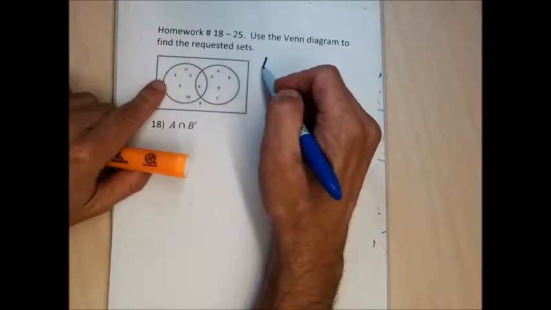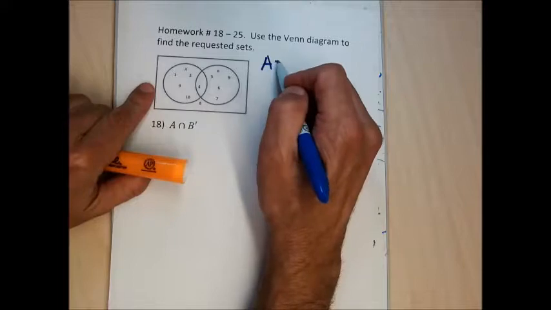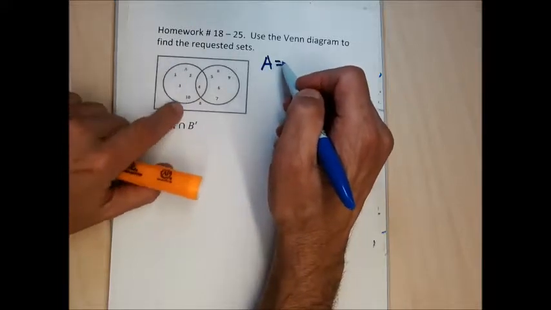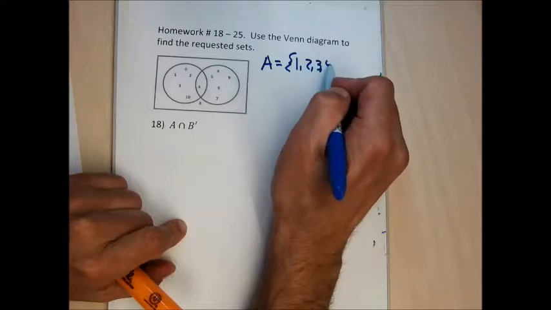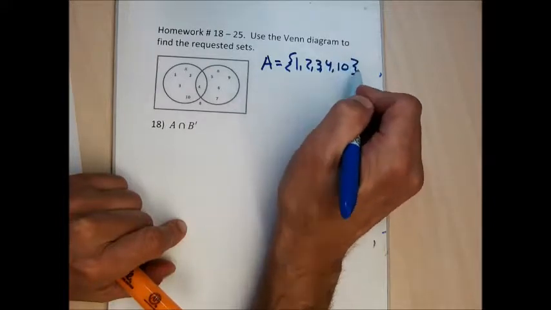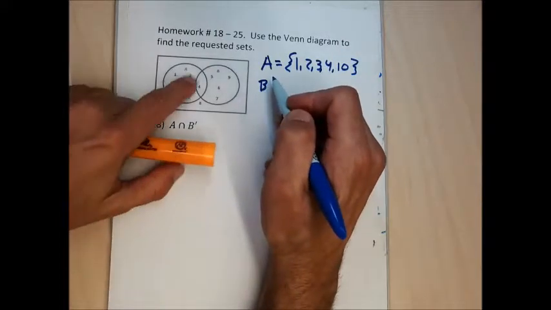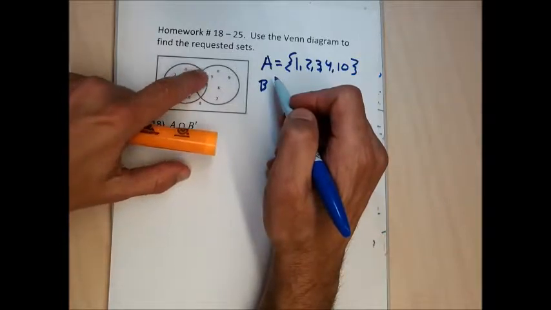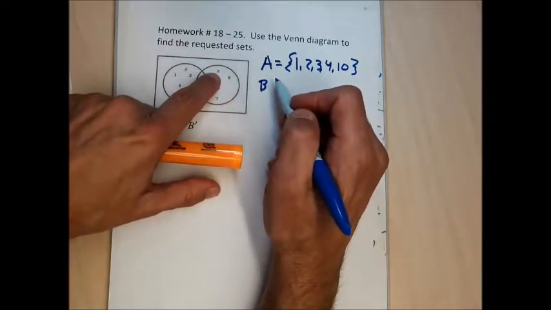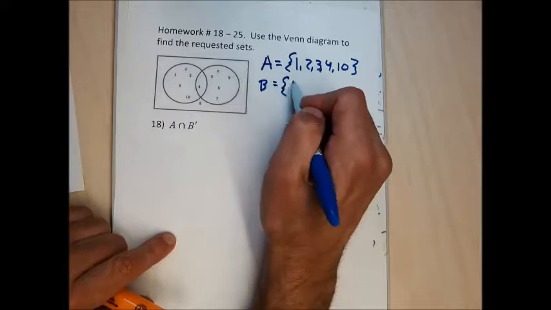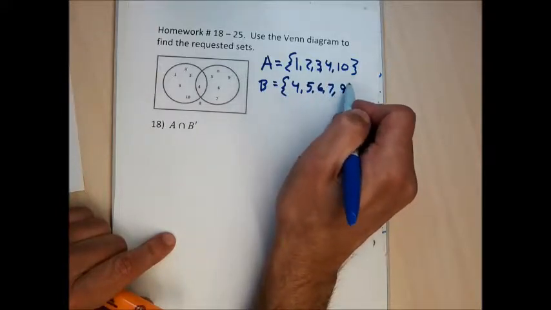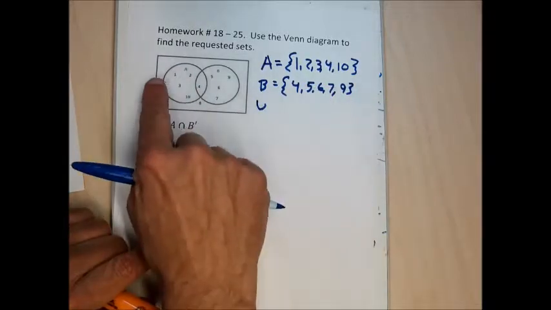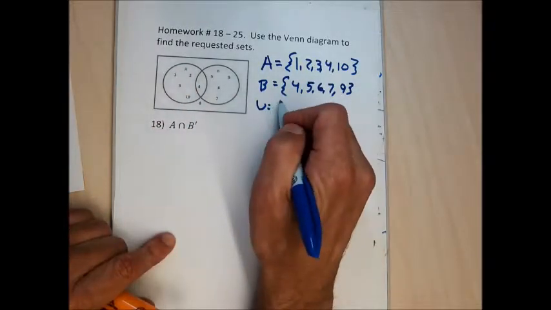For this particular next group of problems, set A is going to be 1, 2, 3, 4, and 10. Set B is going to be 4, 5, 6, 7, 9. That's a 9 and not an 8. So it's 4, 5, 6, 7, 9. And the universal set, I think, is all the numbers between 1 and 10.